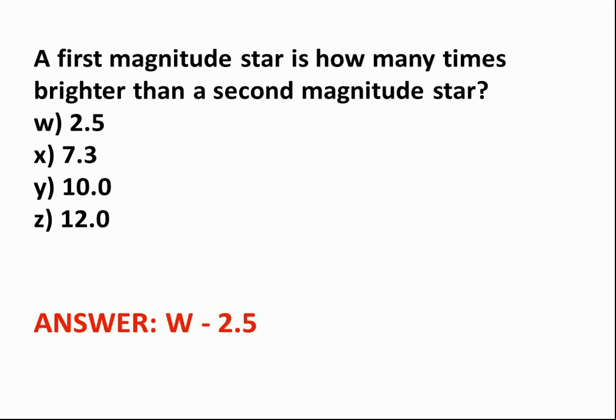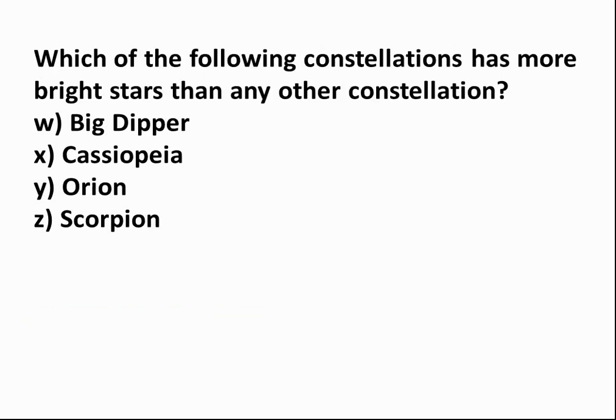Answer: W. 2.5. Which of the following constellations has more bright stars than any other constellation? W. Big Dipper. X. Cassiopeia. Y. Orion. Z. Scorpion.